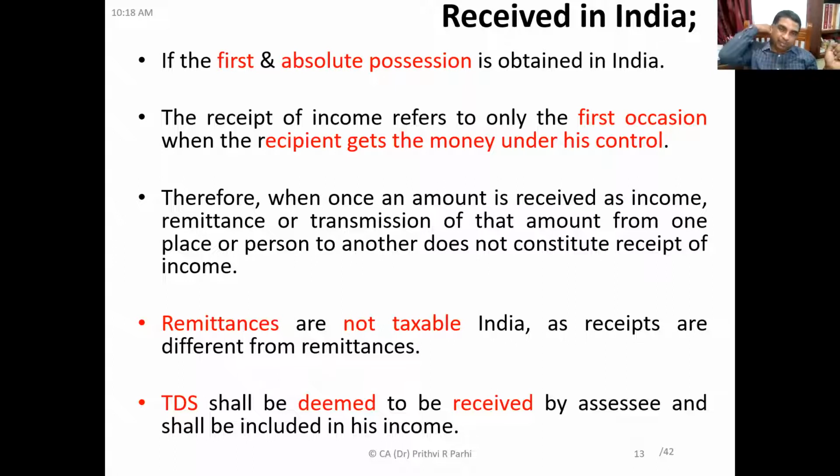Here, one question may be coming to your mind. It is the concept of TDS. Some of you might be aware of what is TDS. Income received in India, you have understood. Are you aware of what is TDS? That is tax deducted at source. Have you heard of this thing?